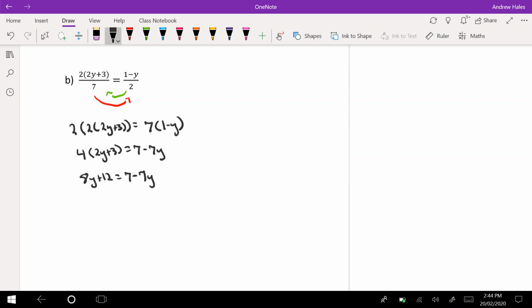Now I need to group my variables on one side, my constants on the other. That's going to help me solve the problem. 15y equals negative 5. So y is equal to negative 1 over 3. And that is my final answer for that one.